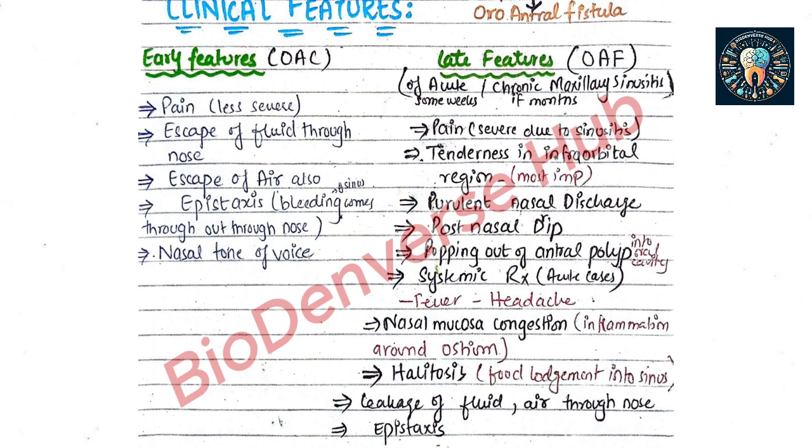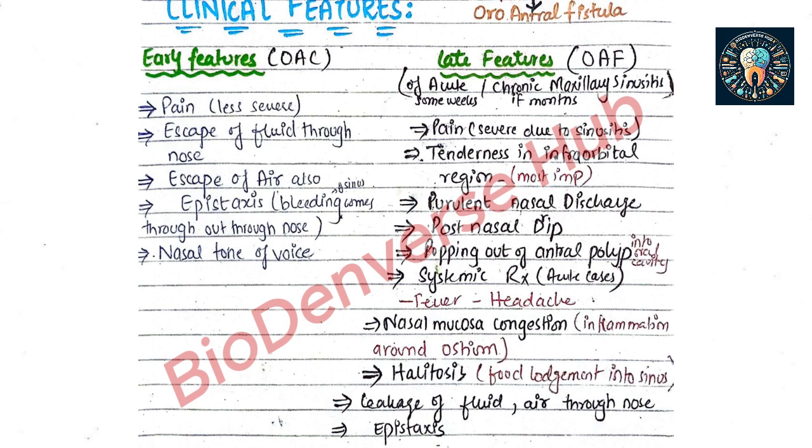Here the pain will be severe due to sinusitis. The tenderness in the infraorbital region is the most important late feature that the patient will experience. Purulent nasal discharge, post-nasal drip, popping out of the antral polyp into the oral cavity. You will be seeing an antral polyp come out through the opening into the oral cavity. Or the patient could also have some systemic reactions in case of acute cases. The patient will be suffering from fever, headache.